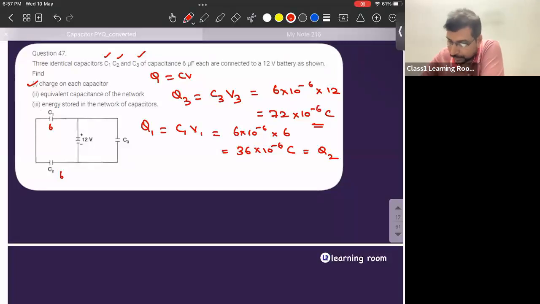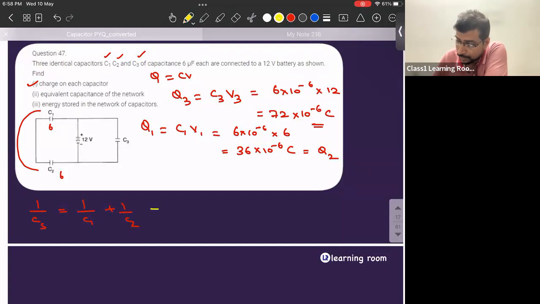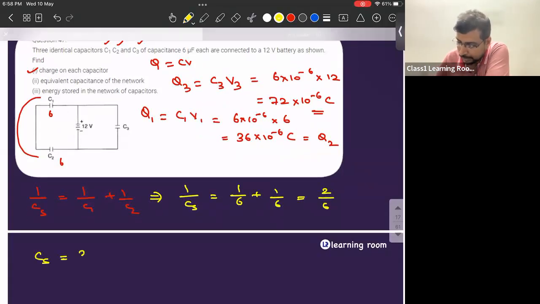The second point is find the equivalent capacitance of the network. If we observe, we are clearly able to say that C1 and C2 are in series. So for series, we will apply 1 by CS is equal to 1 by C1 plus 1 by C2. So 1 by CS will be equal to 1 by 6 plus 1 by 6, which is going to be equal to 2 by 6. So CS will be equal to 3 microfarad. Meaning these two can be replaced with a 3 microfarad capacitor.